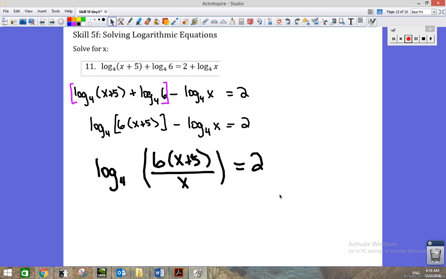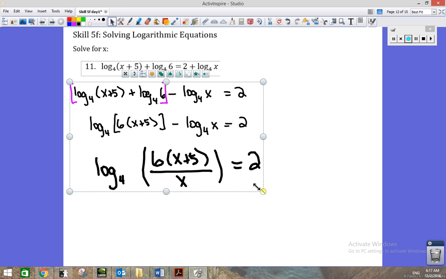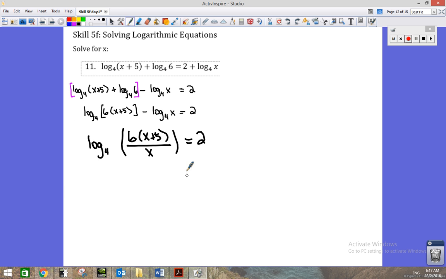So I've gone as far as I can go with my properties of logarithms, and I can recognize that this is in logarithmic form and I can change it to exponential form. Now I could do log base 4 of 16 because that's equal to 2, but that's sometimes harder for some students to see. So let's just rewrite this log form as an exponential equation: 4 squared is equal to, and I'm just going to go ahead and distribute now, 6x plus 30 divided by x.